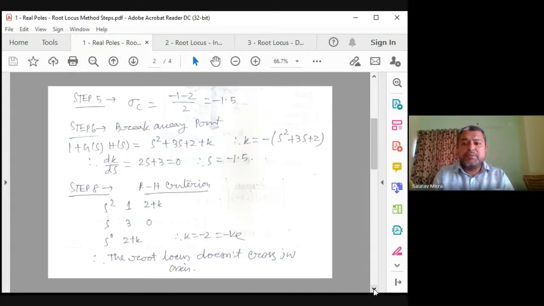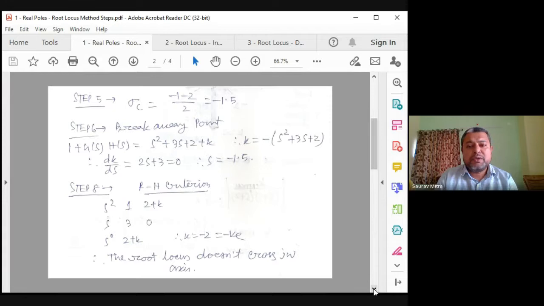Then we find the point on the real axis from where we will draw this root locus. That point is called the centroid, sigma c. The formula is the summation of all the real parts of poles minus the summation of all the real parts of zeros, divided by P minus Z, which is 2. Here there are two poles, -1 and -2, so sigma c will be (-1 - 2) divided by 2. There is no zero.